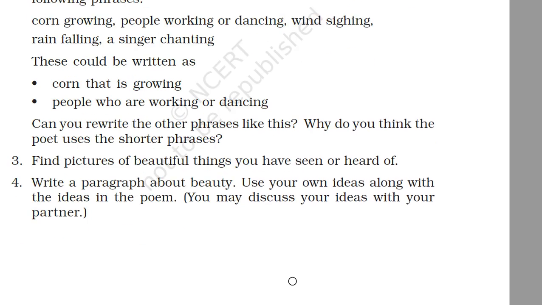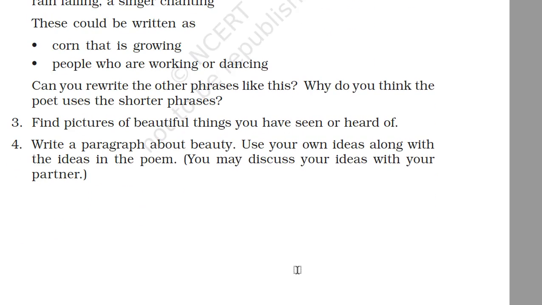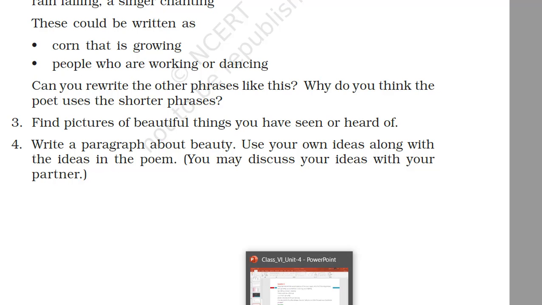Let's see the third one: find a picture of a beautiful thing that you have seen or heard of. That you need to do. If you have seen or heard anything like that, beautiful pictures or song. Write a paragraph about beauty. Use your own ideas along with the idea in the poem. You may discuss your idea with your partner. So you need to write down about beauty. Okay, so what can you write down?